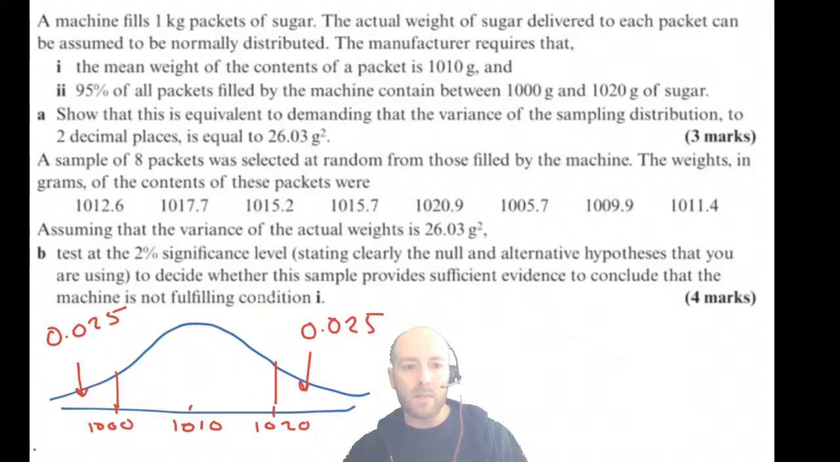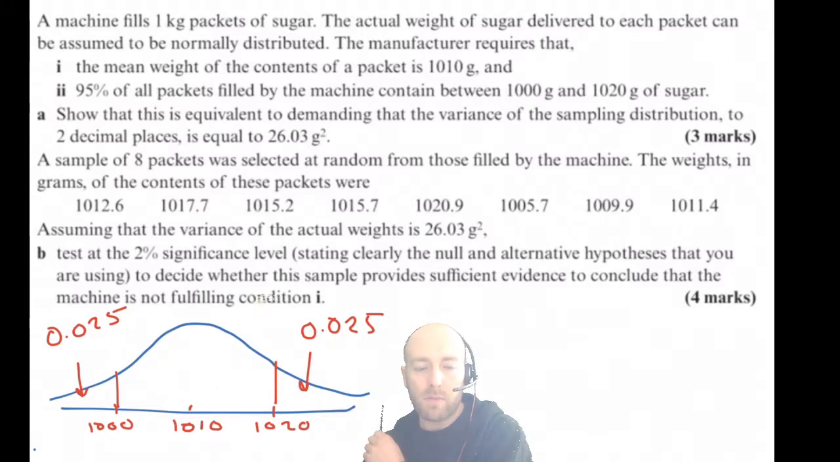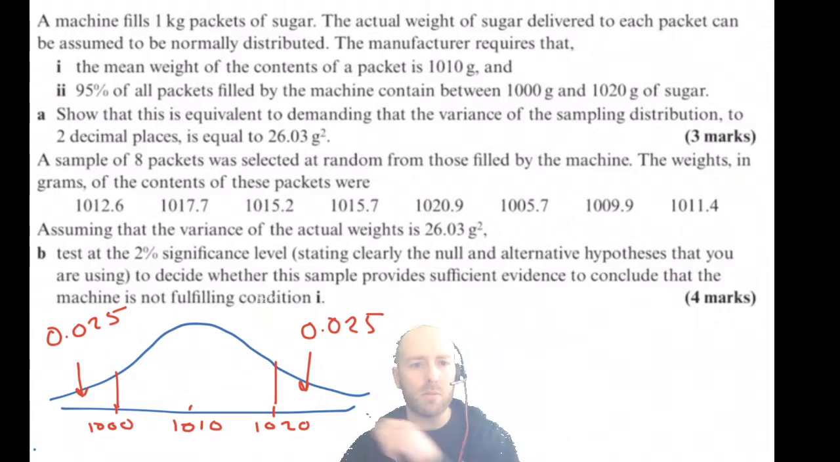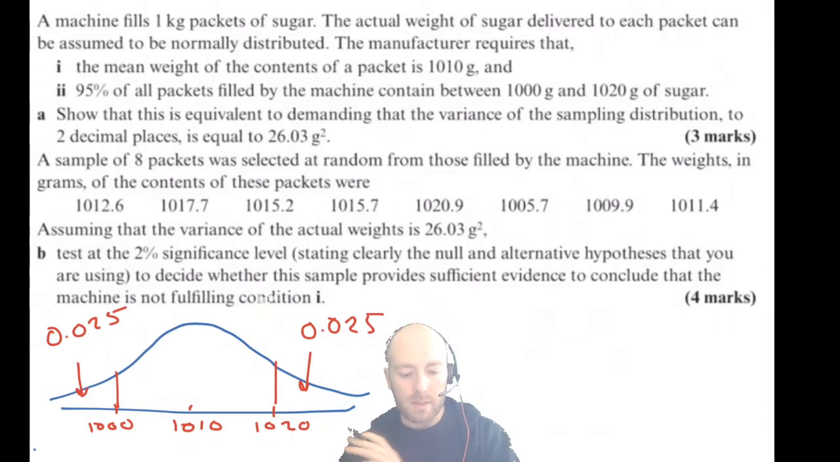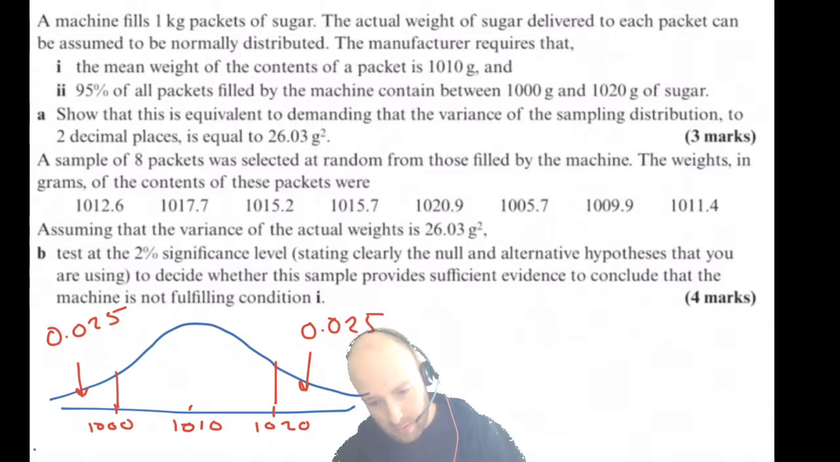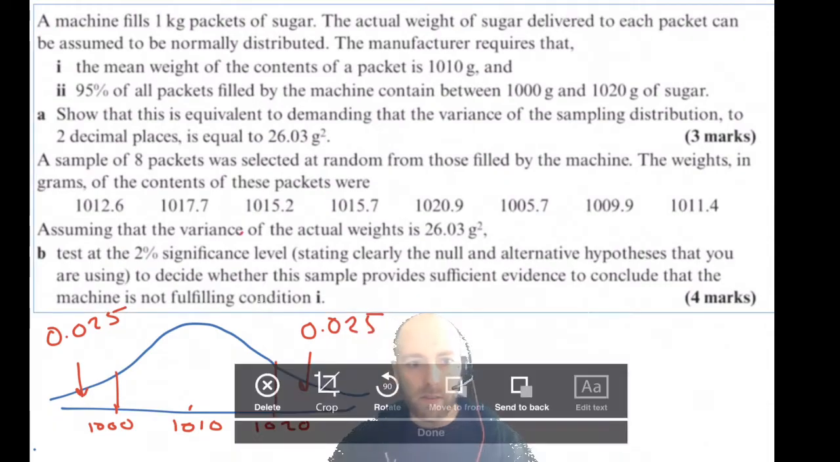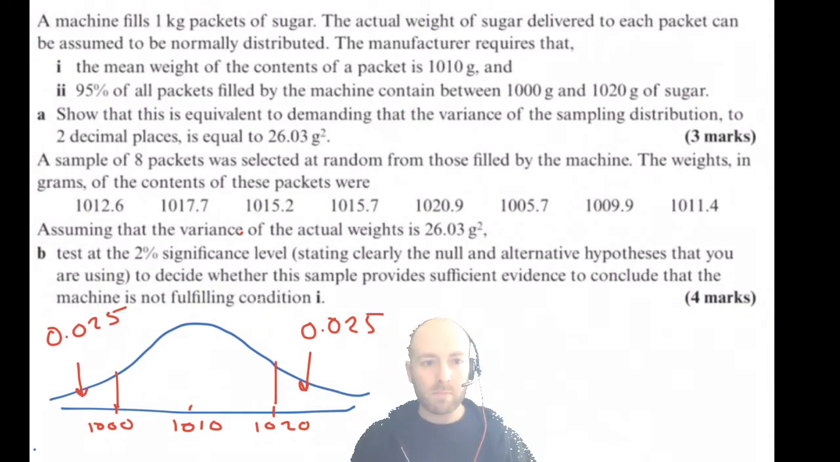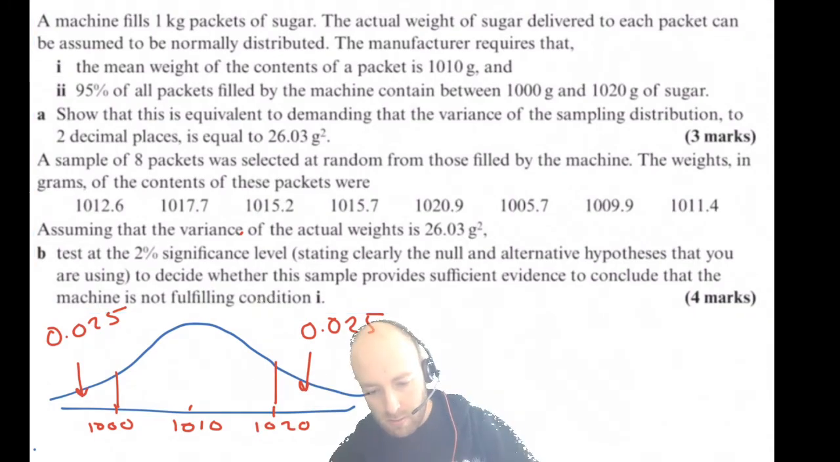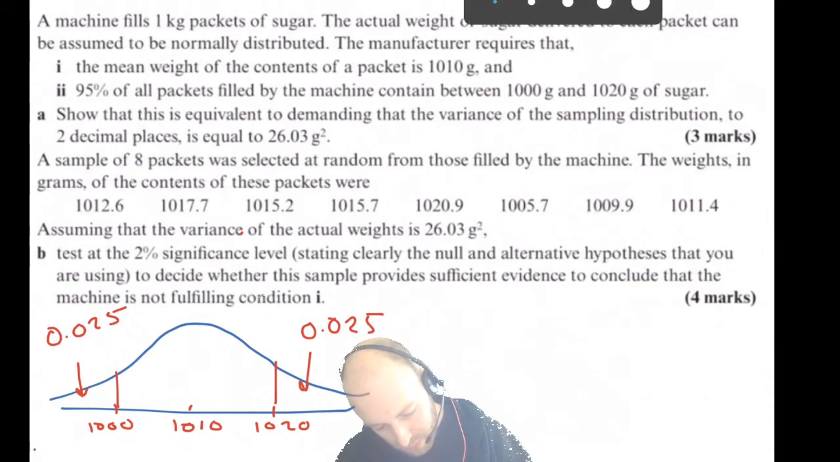Okay, so we need to find out. Well, we can just use either of these ones. It doesn't really matter which. We'll do the lower one, 1,000. We're going to find the z value that corresponds to these values here. So we're going to try and find whatever z is down here, and whatever z is here.